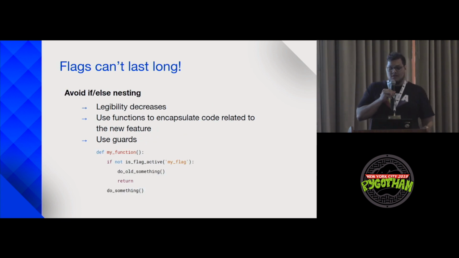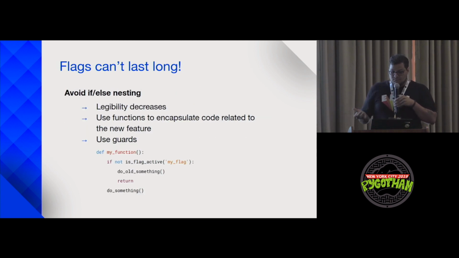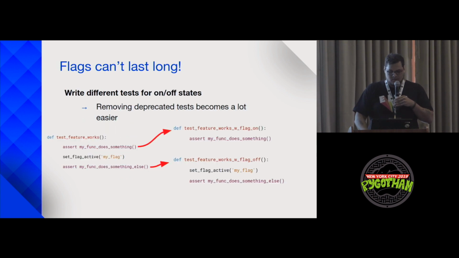And another thing is to avoid if-else nesting. So that slide I showed previously, there's a lot of if-else nesting. It makes it really hard to read your code. So if you can, avoid it. Use functions to encapsulate code. Use guard ifs. So instead of using if-else, you can just return in some if. So your code stops right there, in the function, and the rest of the function is only one flow. It's not nested. So it may help with legibility, readability.